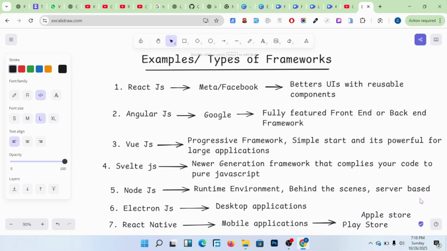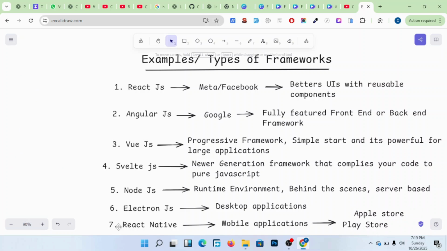All the ones who have iPhone use React Native. And this one here is another framework of its own. How many members have really understood? I hope you have really understood all these frameworks.